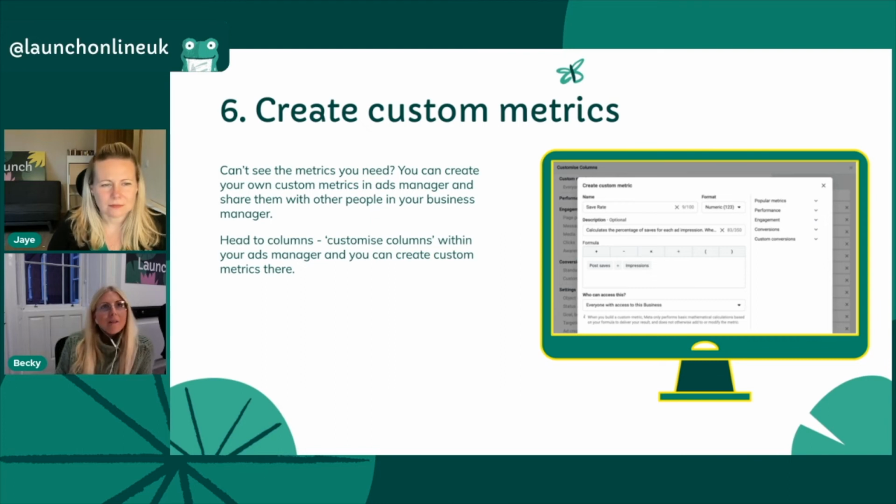So you can create your own little metrics if they're not there in the platform. Let's say your CEO wants to know something and you can't find it as an automated metric. See if you can actually create it yourself. Just go to columns and then customize new metric. That's nice. Brilliant. What's number 7?